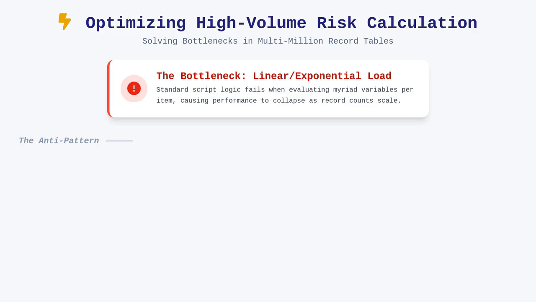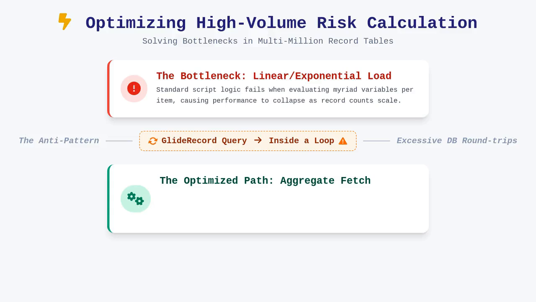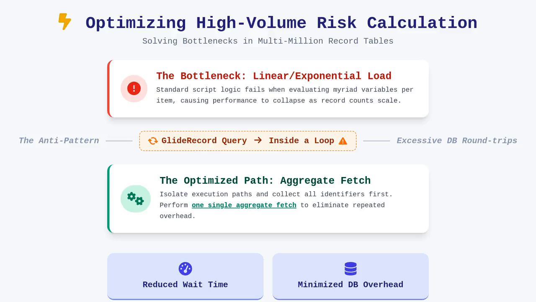We must begin by isolating the database execution paths that the engine traverses during a recalculation event. Often, a script will perform a GlideRecord query inside a loop, which is a classic anti-pattern that triggers an individual database round trip for every single record in the batch. Instead, we should collect all necessary identifiers first and perform a single aggregate fetch to minimize overhead. By reducing the number of round trips, we significantly lower the wait time for the database to return the requisite datasets for our risk scores.